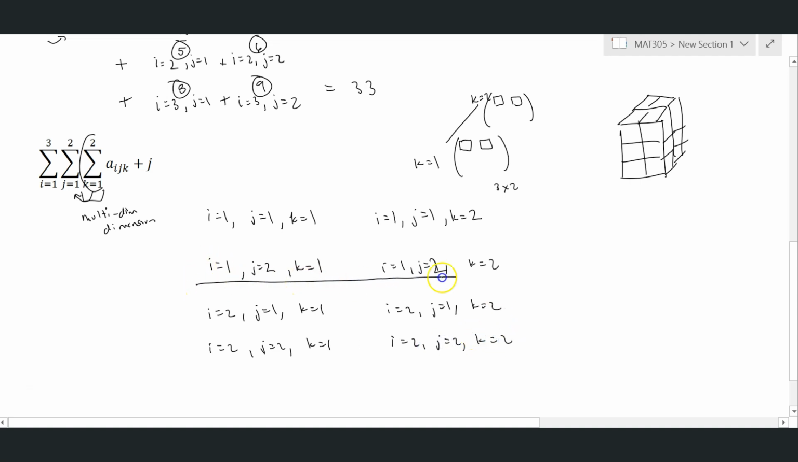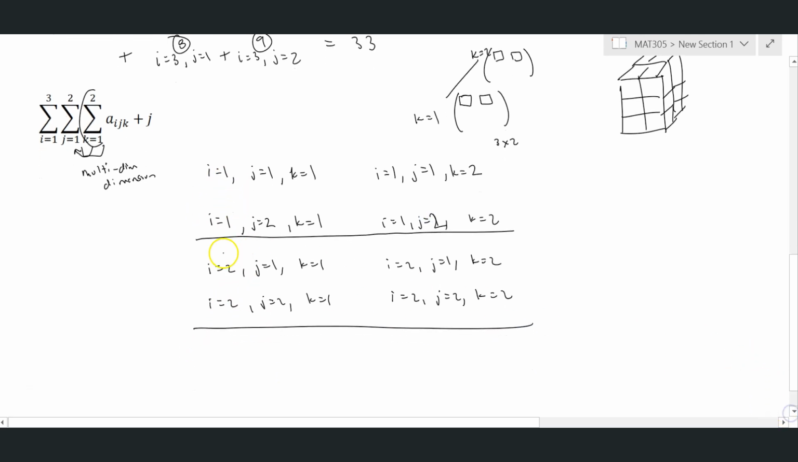So you notice that this was up here. This was for i equals 1. This is for i equals 2. That had 4 terms. There are 4 terms here. There are 4 terms here. So we'll also have 4 terms for i equals 3, j equals 1, k equals 1, and so on. And that'll give us a total of 12 terms, which makes sense because 3 times 2 is 6, times 2 is 12. So we'll have 6 elements in the first layer, 6 elements in the second layer.